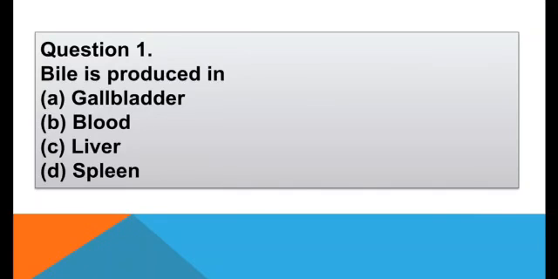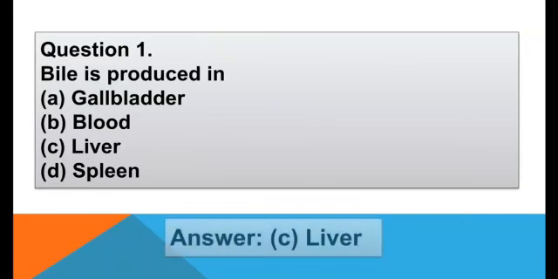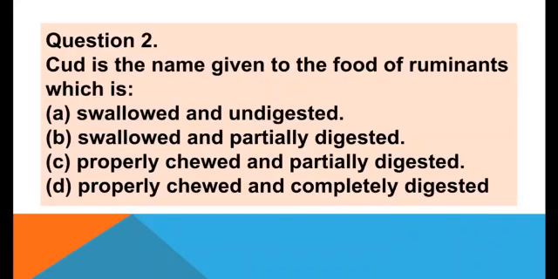So we know that bile juice is produced by the liver, and after secretion, it is stored in the gallbladder. So our answer is option C, that is liver. Bile juice is produced in the liver and it is stored in the gallbladder. Now we have question number 2.